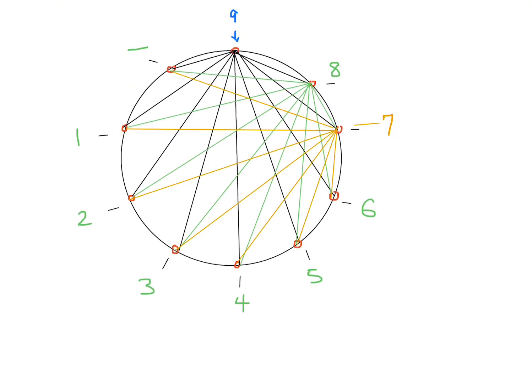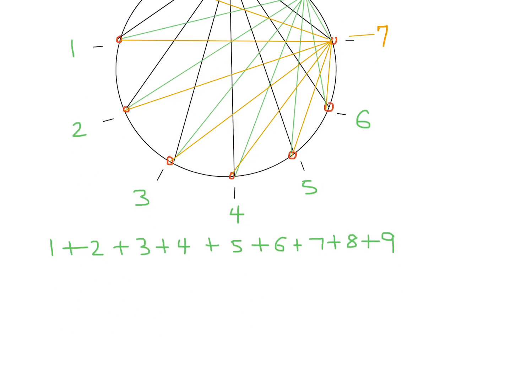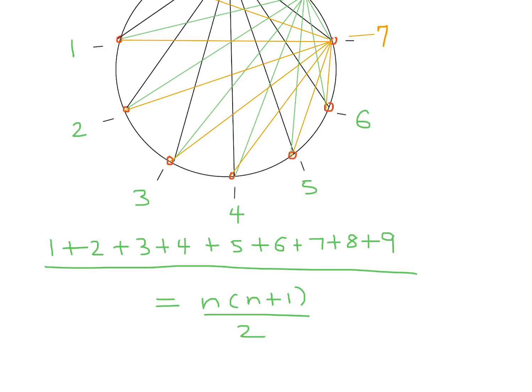So the total number of chords, you just add up these numbers. So you've got 1 plus 2 plus 3 plus 4 plus 5 plus 6 plus 7 plus 8 plus 9. Now, I want to mention something. There's a formula that you can use to add up consecutive numbers, and it's n times n plus 1 over 2. And in our case, it's not that many numbers, right? You can easily do this in your head or on a calculator.